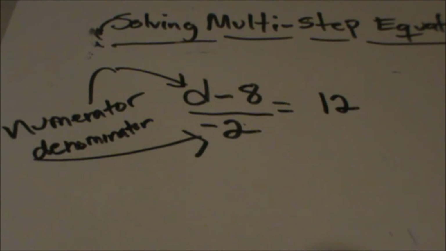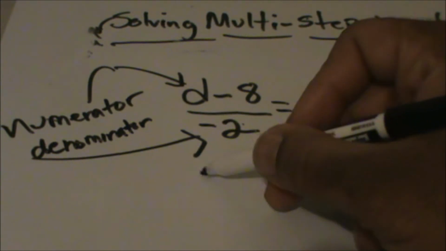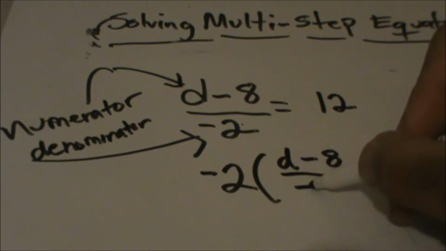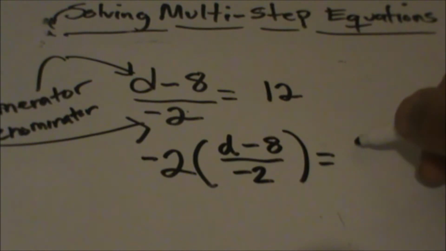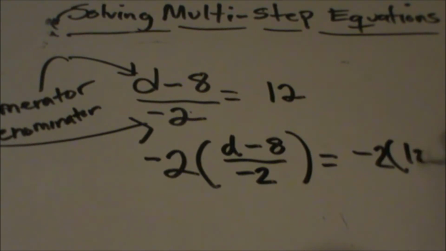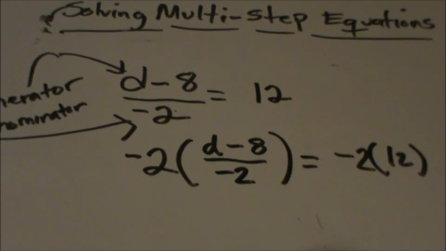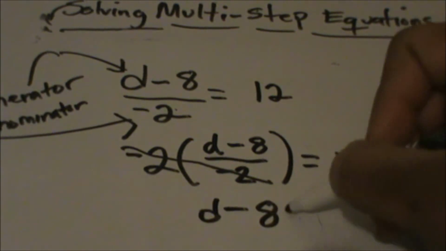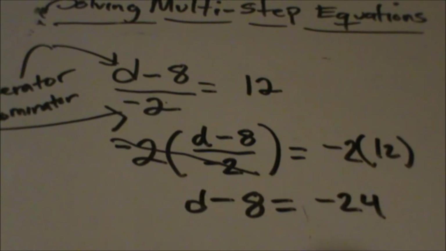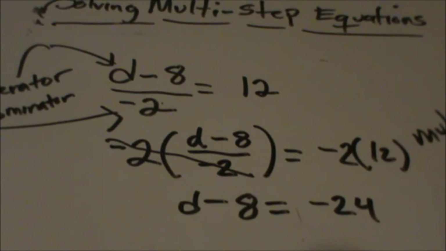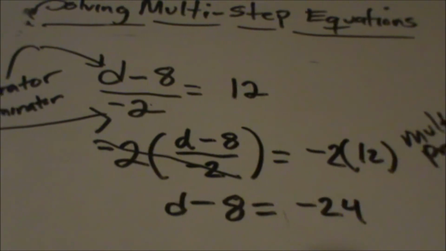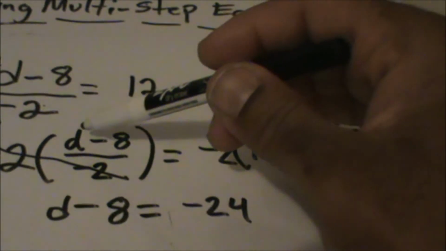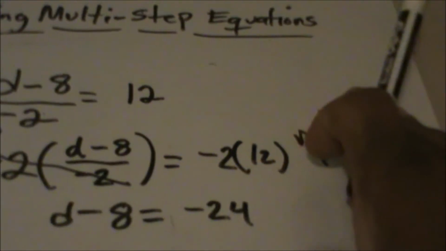So we're going to cancel by multiplying by negative 2 on the rational equation, the equation that looks like a fraction. Equals, we're going to multiply negative 2 also on the other side of the equation. Again, what you do on one side of the equation, you have to do on the other. This cancels. So you have d minus 8 equals negative 24. And like always, we multiply using the multiplication property, because we multiply whole numbers when we have fractions. And they cancel. It works every time.